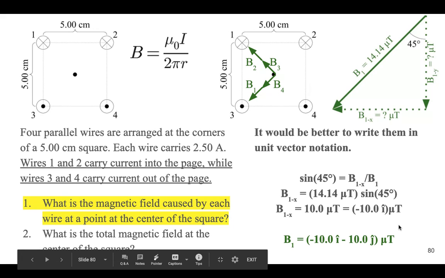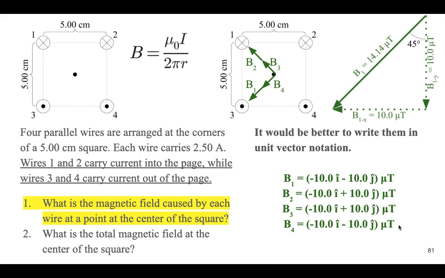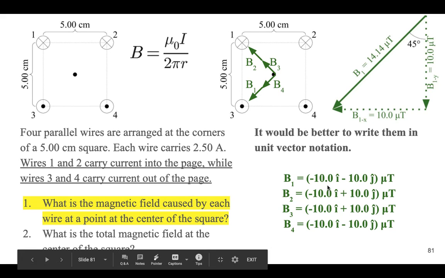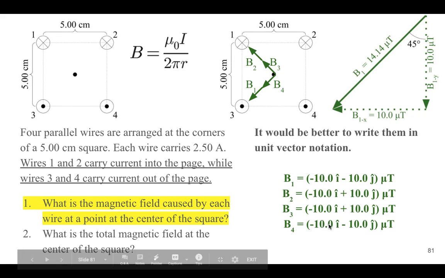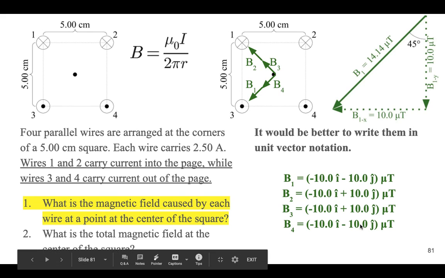So how do we add these guys up? Yeah, we do unit vector notation. So we write them all like this. Convince yourself quickly that I've done these correctly. So everything is going to the left. 1 and 4 are going down as well, so these guys get negatives. Whereas 2 and 3, they're going to the left and up. So these guys get positives for their j hat components.